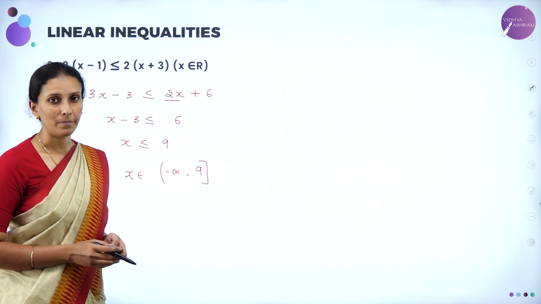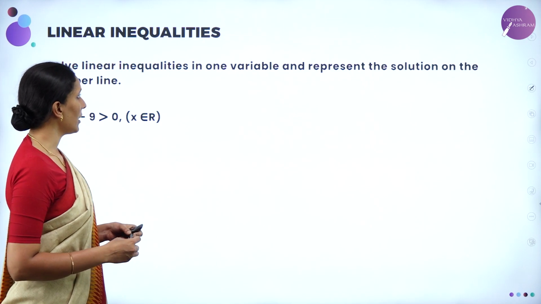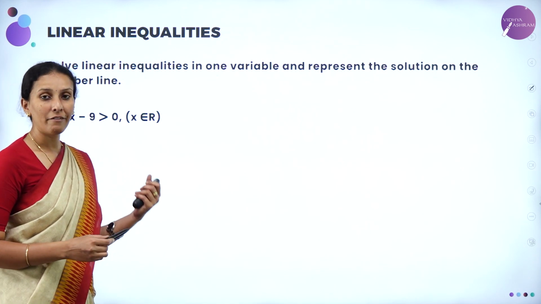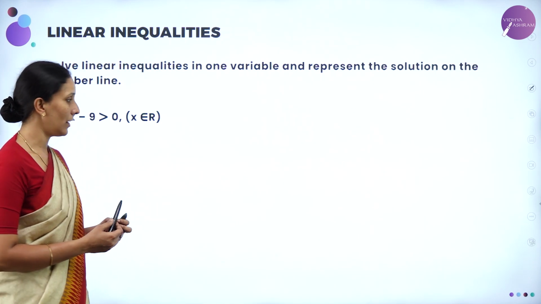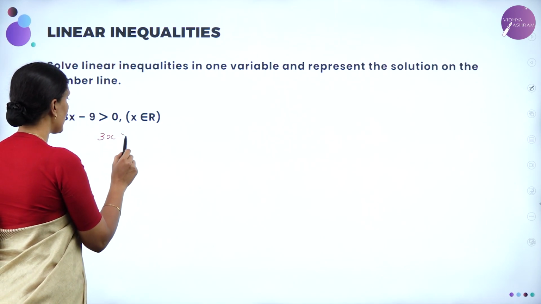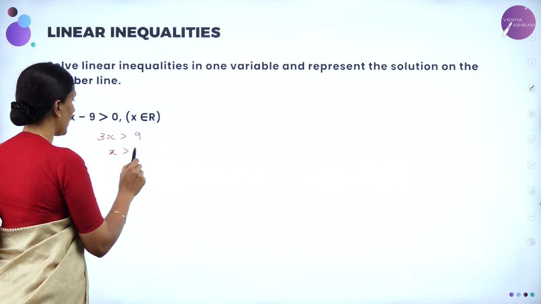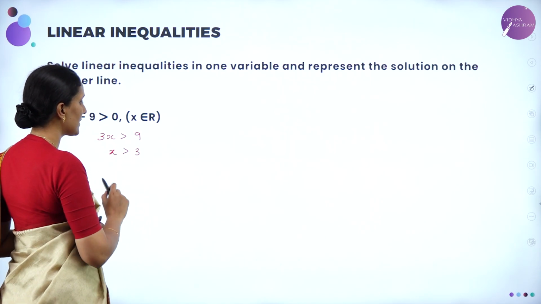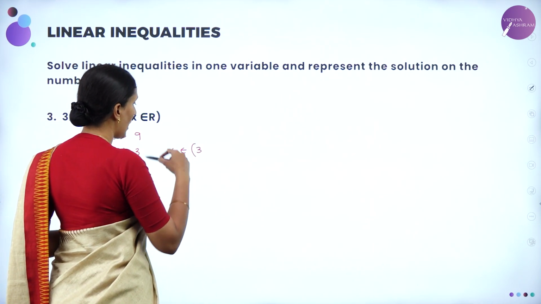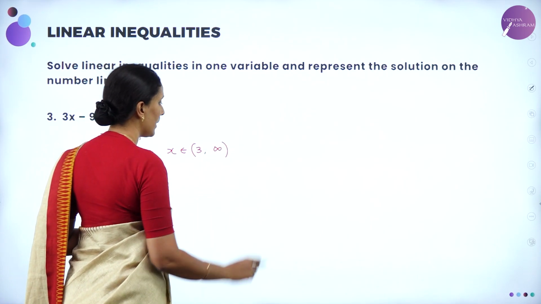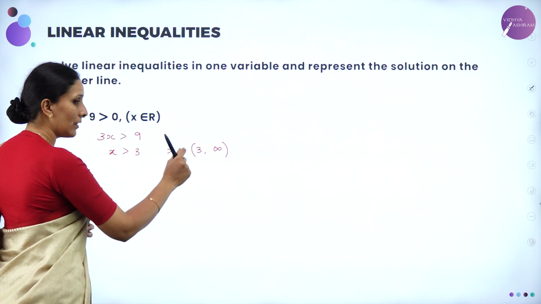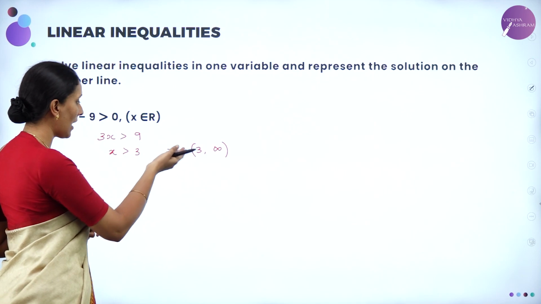Next, solve linear inequalities in one variable and represent the solution on the number line. Whatever solution we have written, we will express it on the number line. So 3x minus 9 greater than 0, which implies 3x is greater than 9, x is greater than 3. So the solution says x is greater than 3. That means x belongs to the interval from 3 until the highest number, which is infinity. When I write an open interval, it means any number after 3 will act as a solution here.